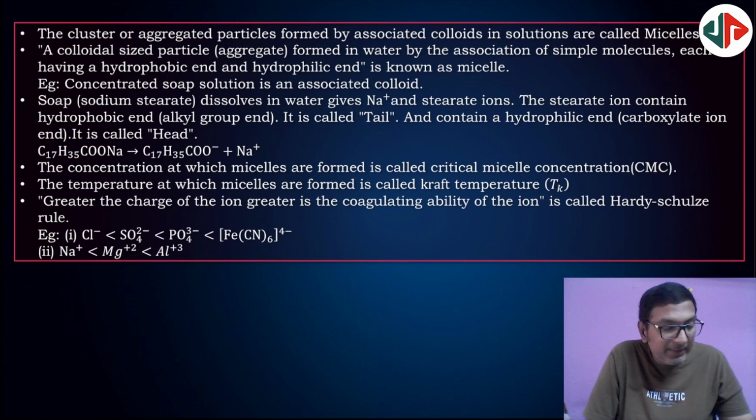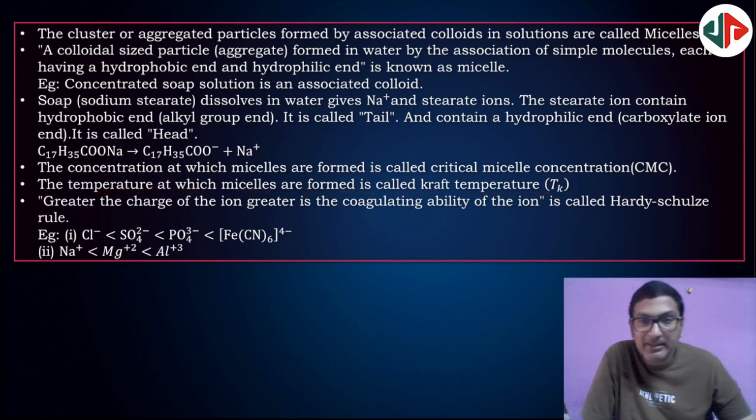So here it is having C17H35 hydrophobic end, next COO minus Na plus hydrophilic end. Next, the concentration at which micelles are formed is known as critical micellization concentration, CMC. So above this concentration, micellization takes place. The temperature at which micelles are formed is known as Kraft temperature. So minimum temperature is required for micelle formation.